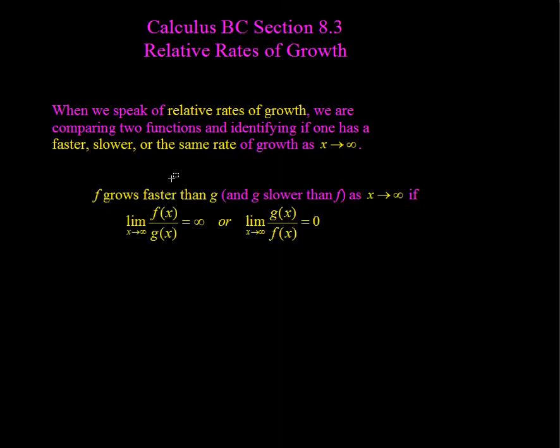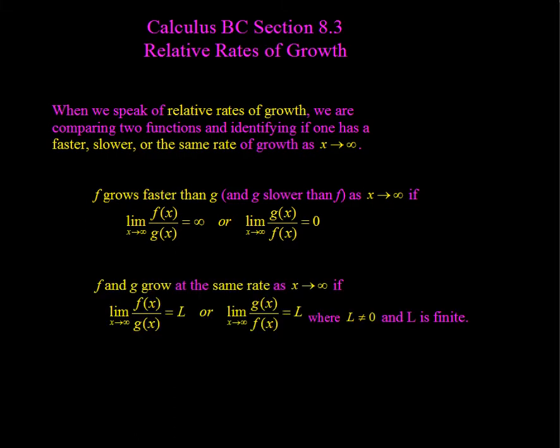All right, it ends up being a really simple test. You can see that f grows faster than g, which of course means g grows slower than f, as x approaches infinity if the limit of the quotient f of x over g of x equals infinity, or g of x over f of x equals 0. And that should make sense because the function that's growing faster will win out in the war to see which one grows faster. So if the numerator grows faster, you're heading towards infinity. All right, so let's take a look at the next piece.